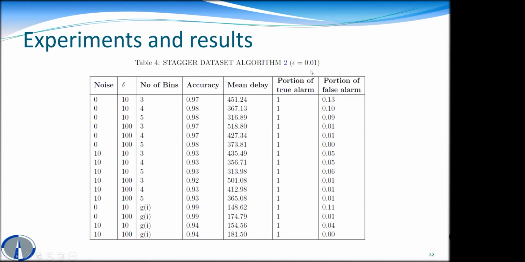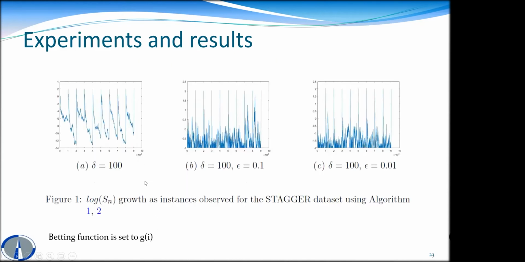When we set epsilon equal to 0.01, we have a small decrease in accuracy compared to the previous one, but still better than the first algorithm in terms of accuracy and mean delay. The best results are obtained when we set the number of bins to grow.